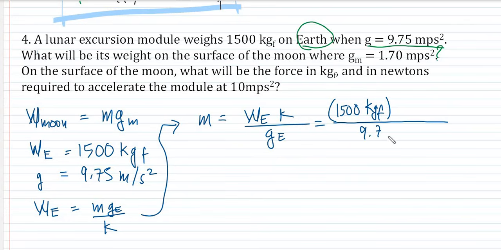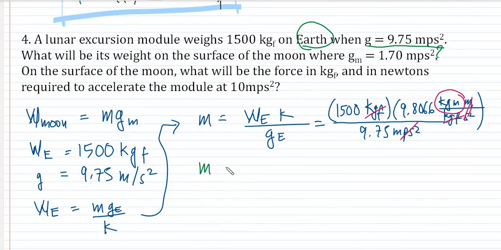Our g is 9.75 meters per second square. So the correct K is equal to 9.8066 kilogram mass meters per kilogram force second square. Let's cancel some units. So kilogram force cancels out, meter per second square cancels out, and the final unit is in kilogram mass.